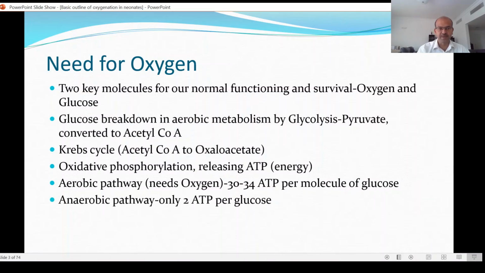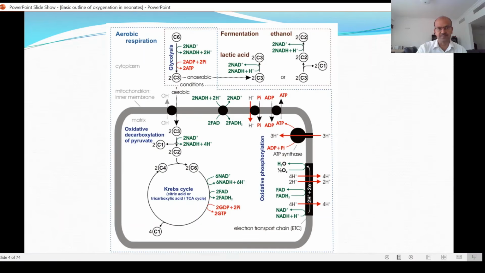For this aerobic pathway to function, that is to utilize the glucose appropriately to release the 30 to 34 ATP per molecule of glucose, oxygen is key. So without oxygen, we will not be going through the aerobic pathway. We will be entering the anaerobic pathway, and unfortunately the anaerobic pathway is not efficient. It only leads to 2 ATP production per glucose molecule, which is not viable. So this summarizes what we discussed.